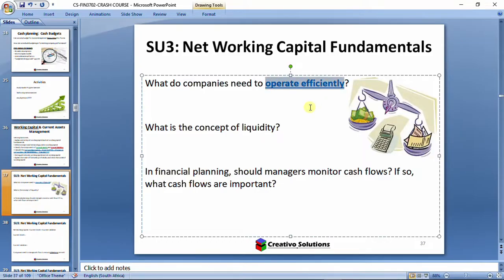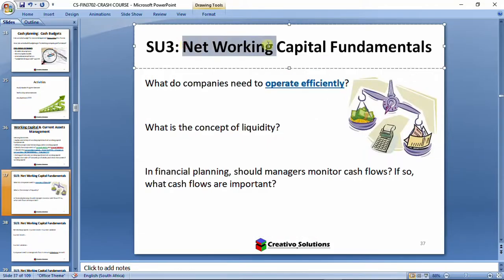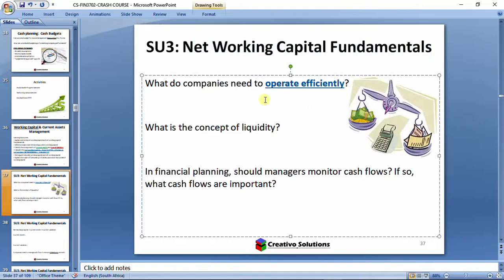If we're talking financial management, if we're talking net working capital, what do companies need to operate efficiently? I think to manage their current liabilities. That's good, so meeting obligations. The obligations will be with who? The creditors. That's a good point. What else?